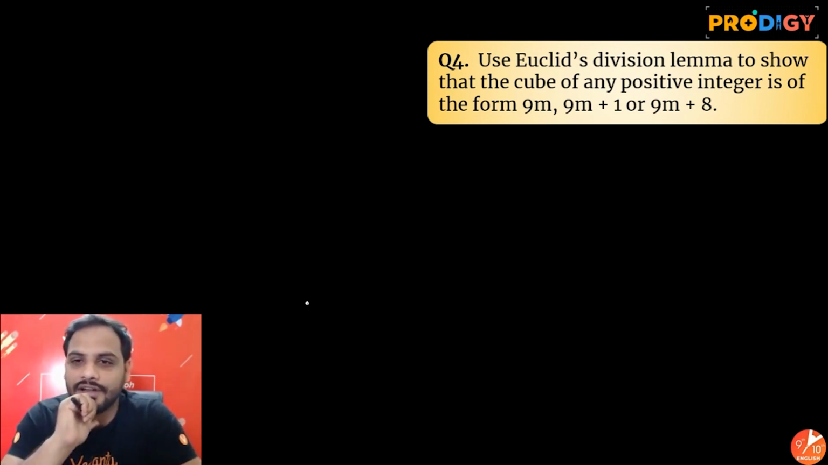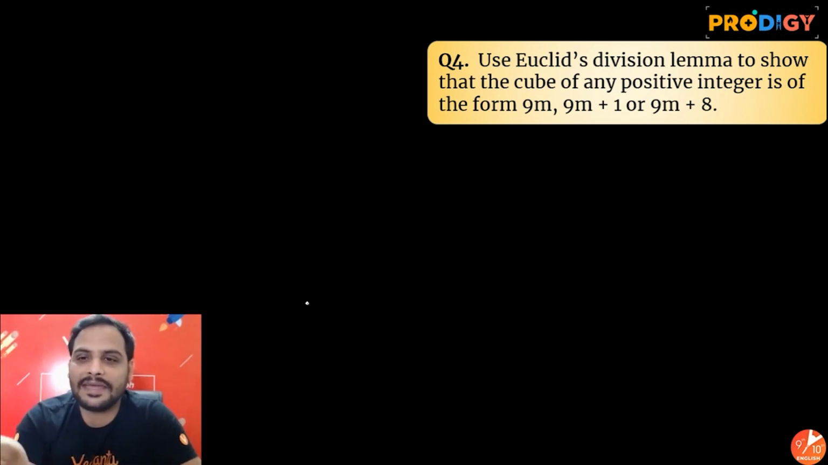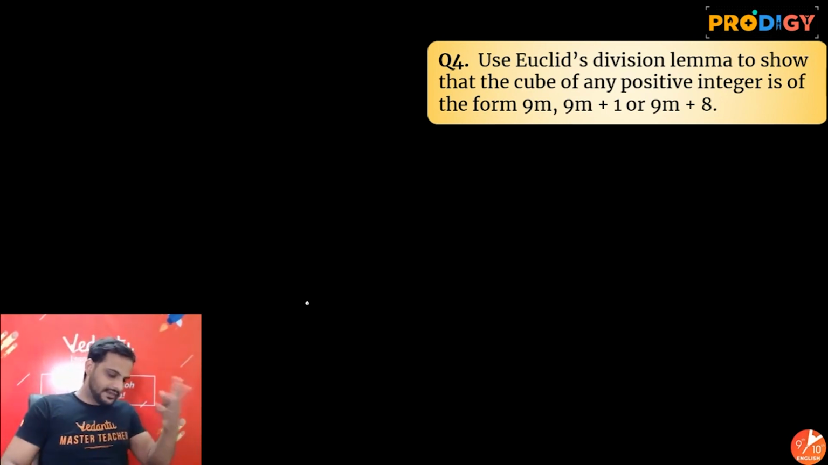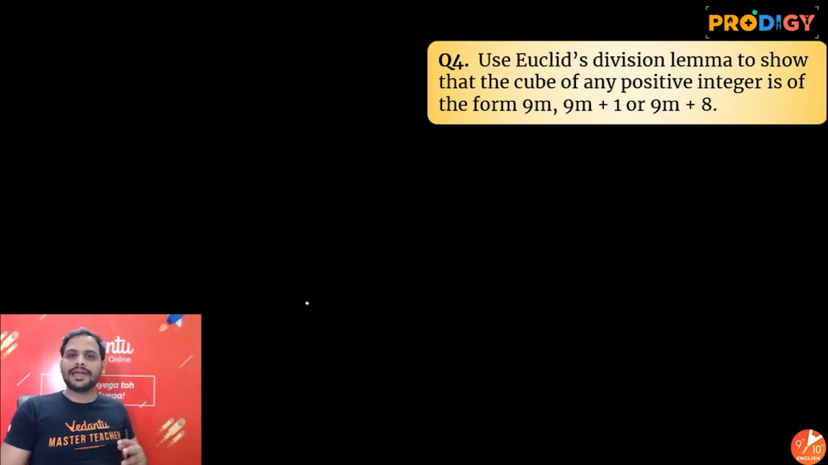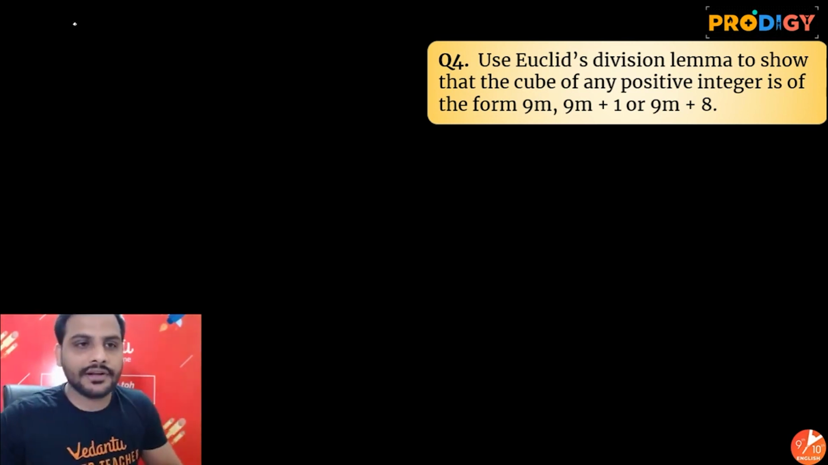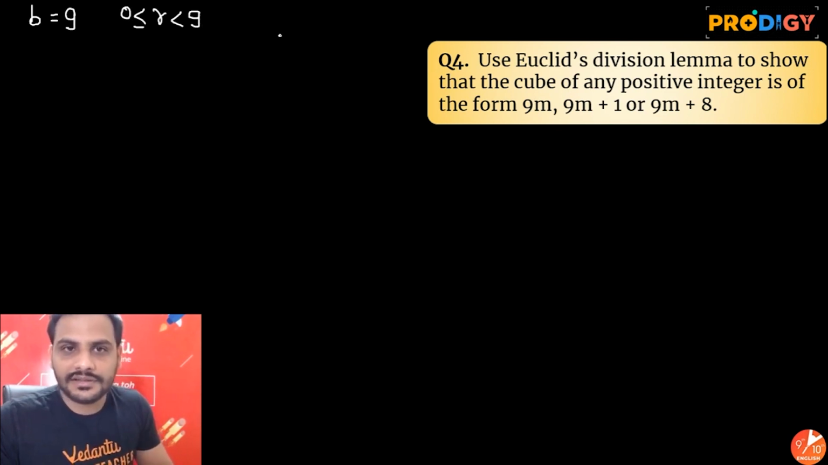Now look, beta, if you look at this over here, you will be like, sir, 9. 9 is then 9m, 9m plus 1, 9m plus 8. Not wrong. You can definitely do this question by taking the divisor as 9. But my point is, if you choose divisor as 9, the values of remainder will be greater than or equal to 0 but less than b, that is less than 9. So remainder can be 0, 1, 2, 3, 4, 5, 6, 7, 8.